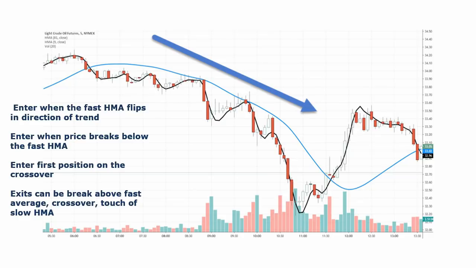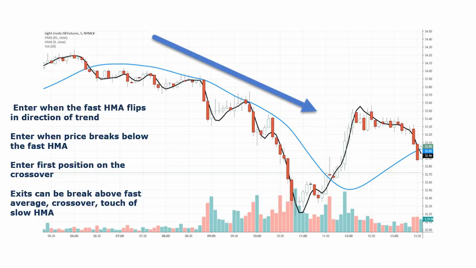So for this example, for trend direction, I'm going to use a longer term one, 81, and a short term one, 9. That will get us into the trades faster. There are a few ways that we can trade this. We could enter when that fast, the 9 period HMA, flips in the direction of the trend. We can enter when the price breaks below the fast HMA, because this is a downtrend here.